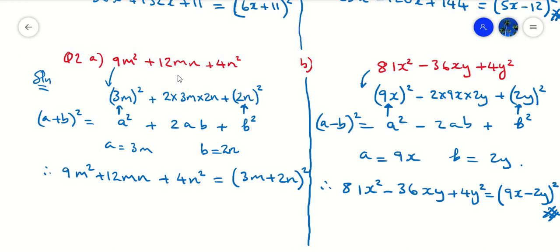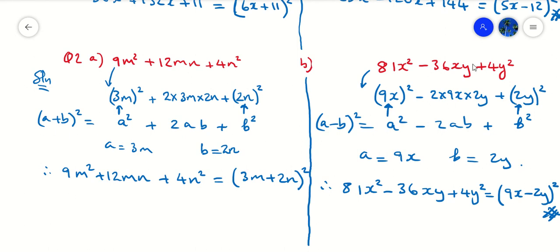Right, again, this is the solution of question 2, part A. All I have done is just rewrite this into the form of perfect square. The middle term has a positive sign, so I write it into the form of a square plus 2ab plus b square. I just compare my terms, m square terms. I get a is equal to 3m and b is equal to 2n, and then once I find a and b, just put them into the formula of perfect square, (a plus b) whole square.